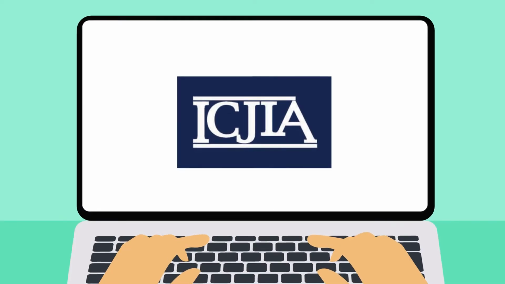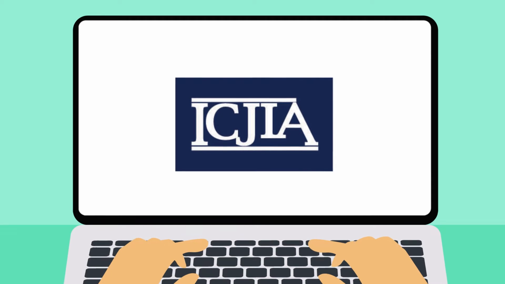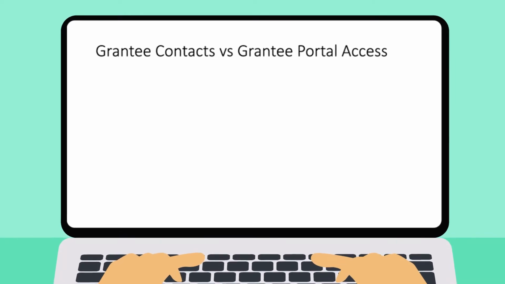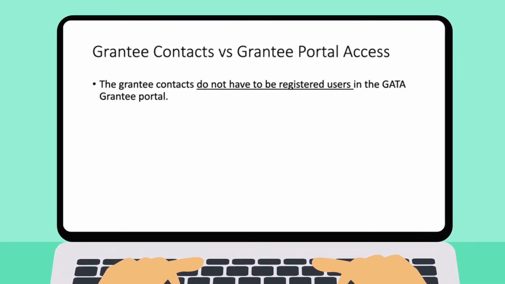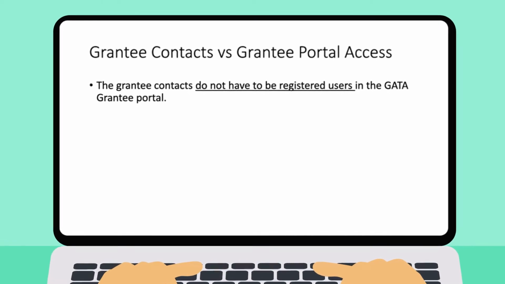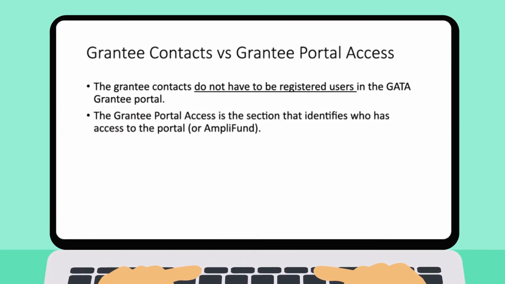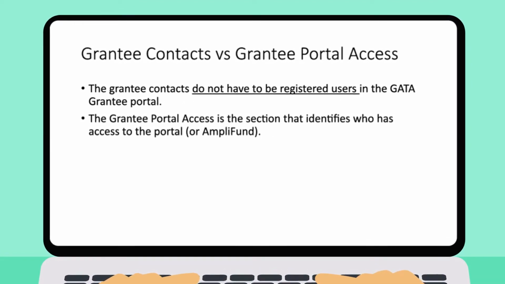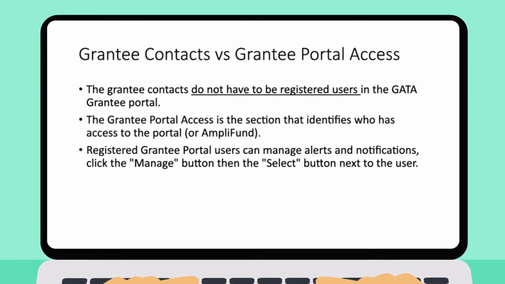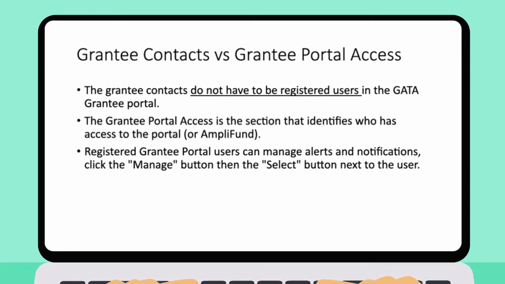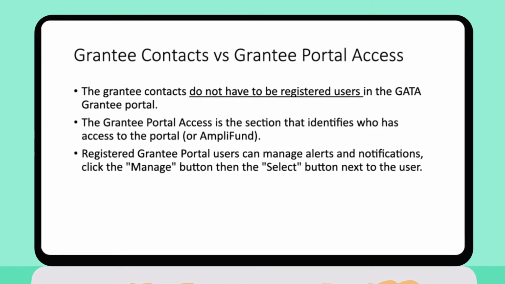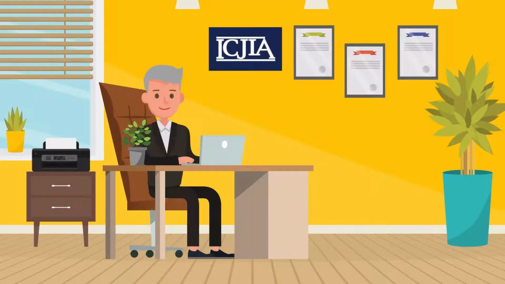In the GATA Grantee portal, there are two sections related to staff from your organization: the grantee contacts versus grantee portal access. The grantee contacts do not have to be registered users in the GATA Grantee portal. The grantee portal access identifies who has access to the portal or AmpliFund. Registered grantee portal users can manage alerts and notifications. Once logged into the GATA Grantee portal, click the Manage button, then the Select button next to the user.